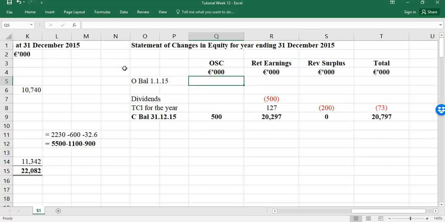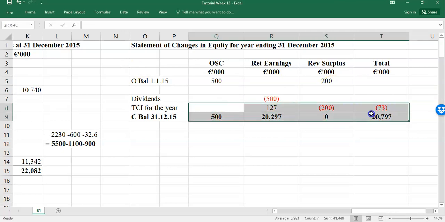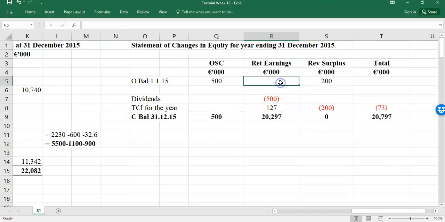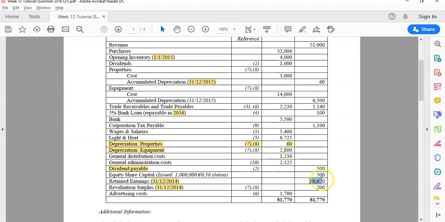So that means these are the plug figures. Opening must have been 500 because the closing is 500. The opening in the reval surplus must have been 200 because 200 minus 200 gets me nil. So there are marks going for this, so don't throw the marks away. And the last one then working back, the opening retained earnings must have been the closing minus what you added on, add back what you took away, is 20670. And when you look in your trial balance, there's your 20670. So you know you're on the right track.